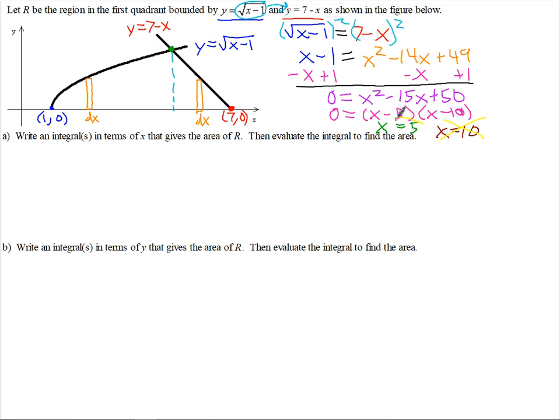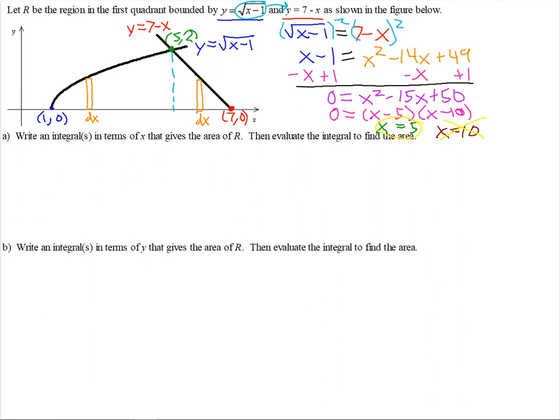It's x equals 5. And then to get the y coordinate, all you have to do is substitute in 5 into either equation. They should be the same since this is where they intersect. So if you substitute 5 in here for x, you get 4. Square root of 4 is 2. Or you can substitute 5 in here for x. 7 minus 5 is also 2. So you get (5, 2) is our point of intersection.